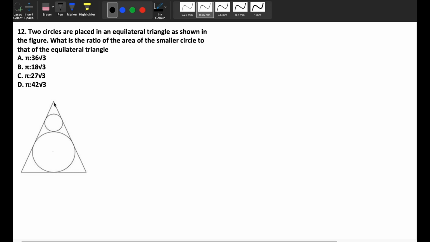If we join it from here, this will be the altitude, angle bisector and the median. Now if the side of the equilateral triangle is A, the length of the median will be root 3 by 2A. These are basic properties that you should understand. We will discuss it separately in a video.